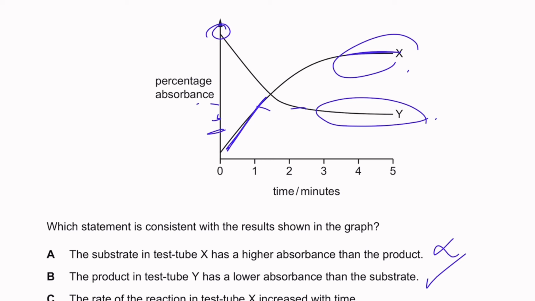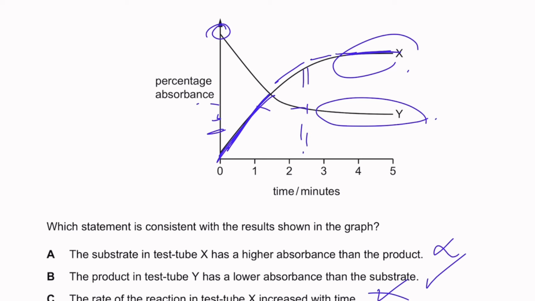The rate of reaction in test tube X increases with time. The rate of reaction will increase with time. I would suggest that it doesn't increase with time, because you could see how we start off with a constant rate of reaction, then the rate will decrease as the line becomes, the change in percentage absorbance over time is just decreasing. And let's see, so this is also wrong.